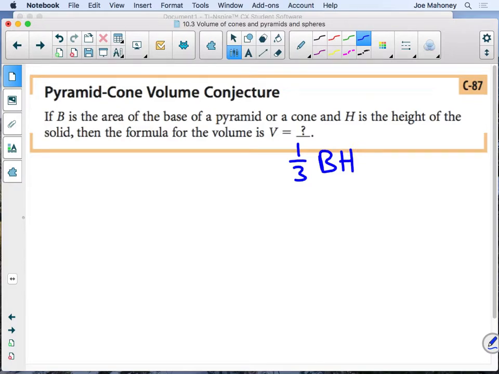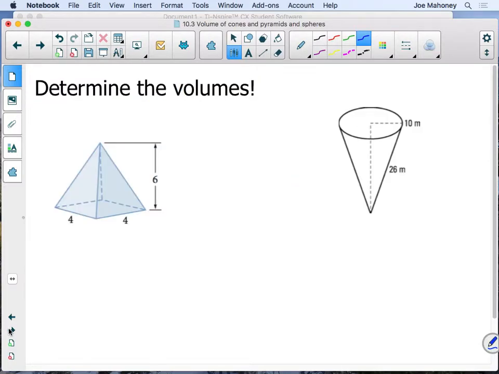So the volume is going to be 1/3 the area of the base multiplied by the height. So volume of a pyramid or a cone is 1/3 the volume of the prism or the cylinder whose base area and height are exactly the same. So this was the 1/3 times base times height. Let's do a couple practice problems. Pause here if you want and try the first one.